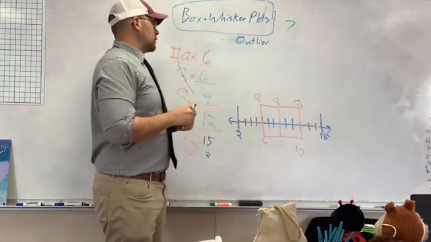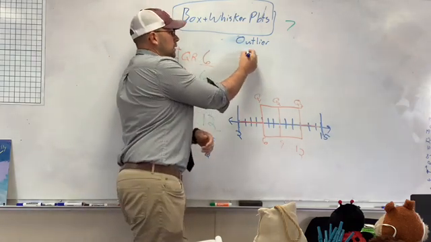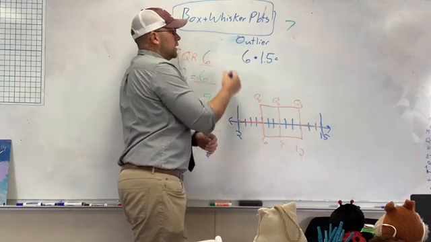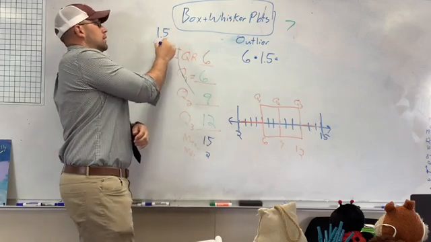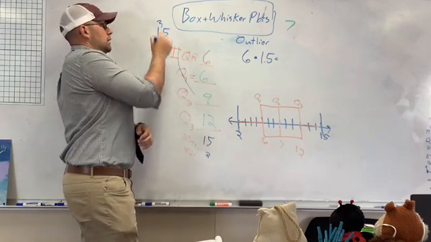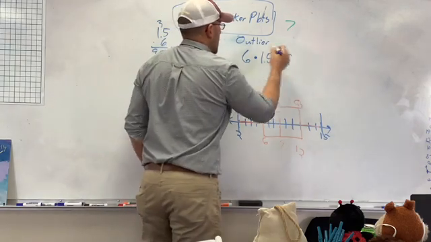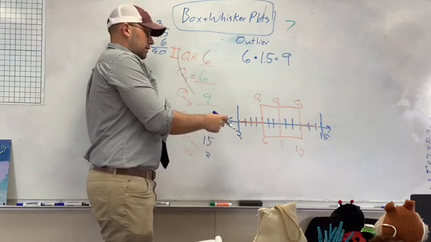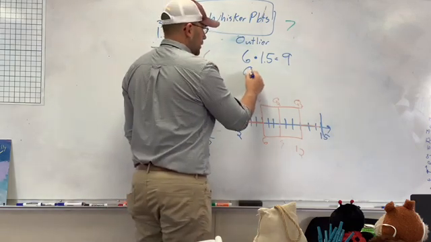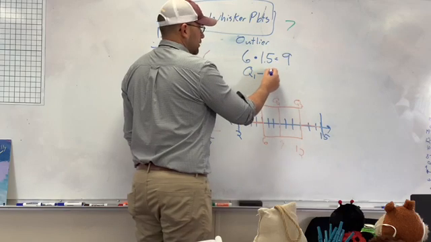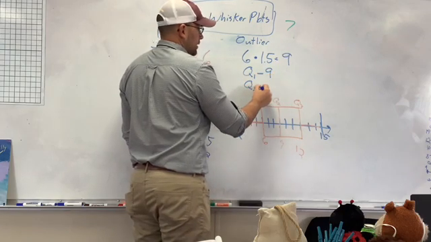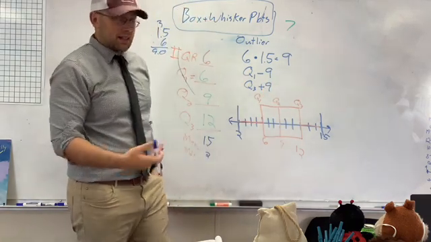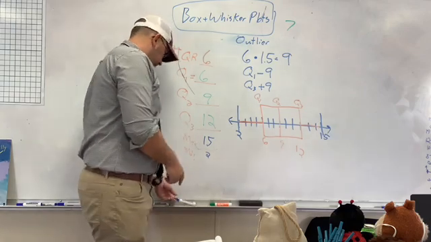To find an outlier, you take your IQR and you multiply it by 1.5. So this would be 9. Now I take my Q1 and I subtract that. I take my Q3 and I add 9. Now if there's any numbers outside of this, they are considered outliers.